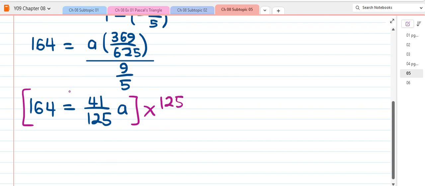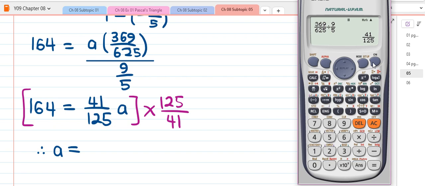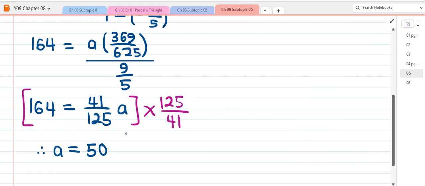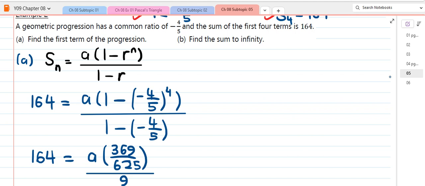So I just write down 164 equals a times 41 over 125. Therefore my a is 164 times 125 over 41. So this one is 500. So there you have it. This is the first step. For the next part, part B is to find the sum to infinity.